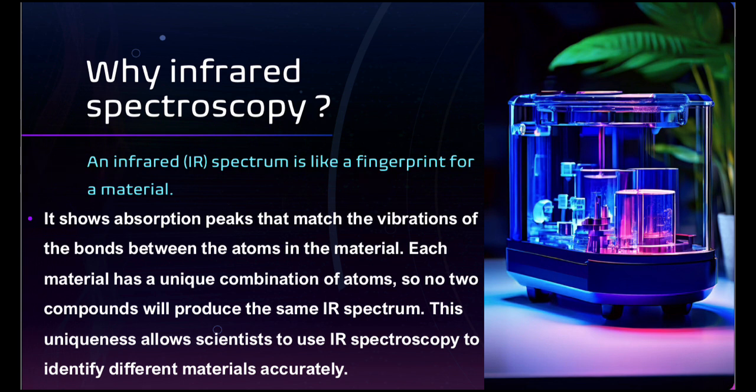Why infrared spectroscopy? An infrared (IR) spectrum is like a fingerprint for a material. It shows absorption peaks that match the vibrations of the bonds between the atoms in the material. Each material has a unique combination of atoms, so no two compounds will produce the same IR spectrum. This uniqueness allows scientists to use IR spectroscopy to identify different materials accurately.